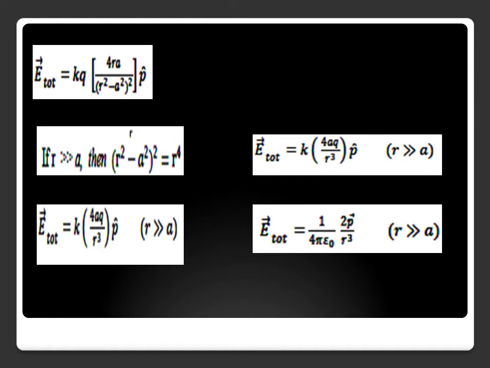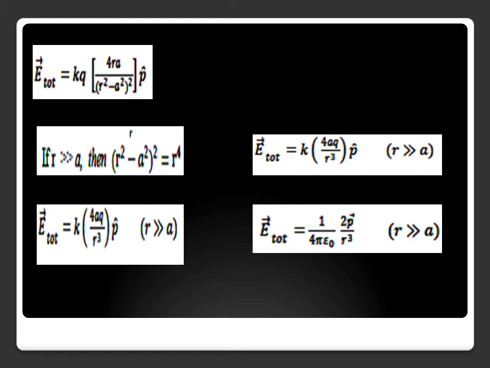The next step is E total. In the previous step they are expanding (r minus a) and (r plus a) as r squared plus 2ra and a squared. Similarly, they are using the identity (a plus b) the whole squared and (a minus b) the whole squared, and then they are cancelling the terms, and finally they arrive at the value E total vector is equal to kq 4ra by (r squared minus a squared) the whole squared p vector.